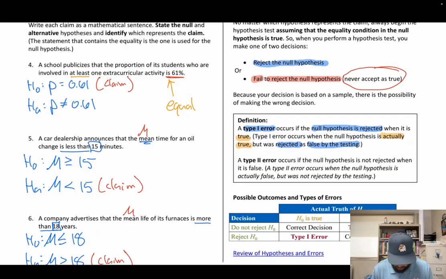Now a type 2 error occurs when the null hypothesis is not rejected, when it is actually false. So this occurs when the null hypothesis is actually false, but again was not rejected by the testing.